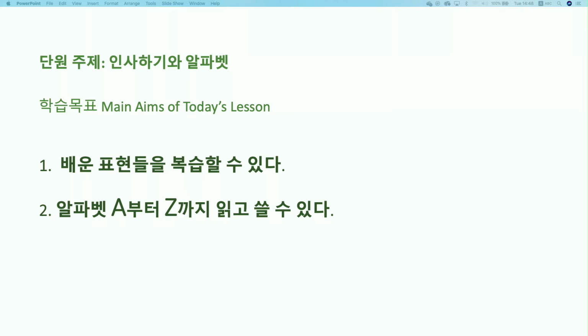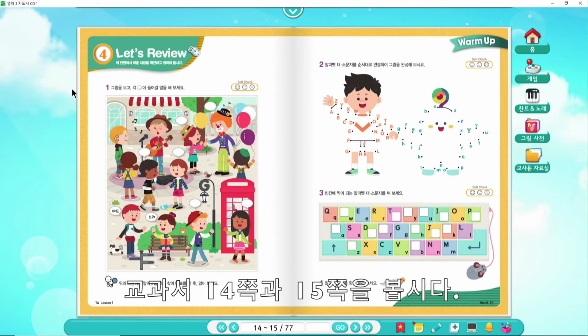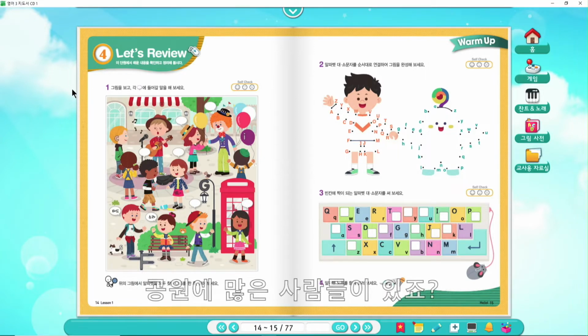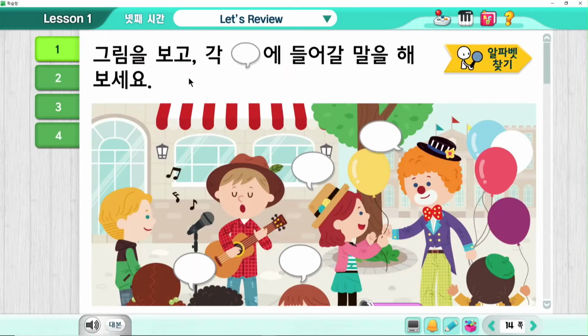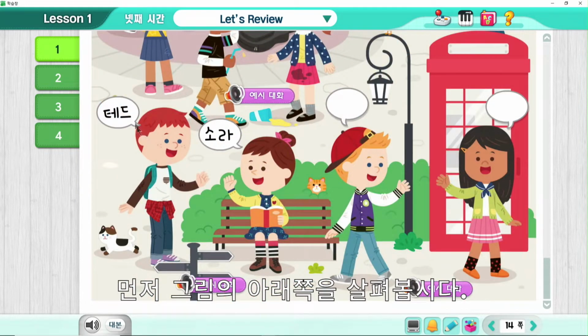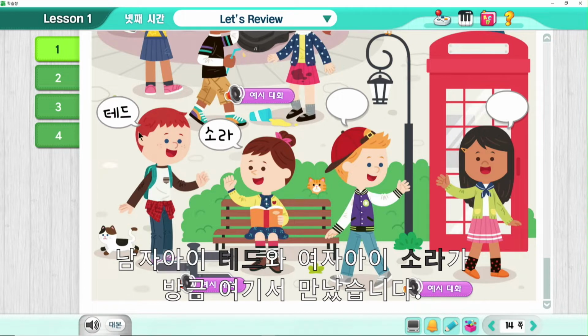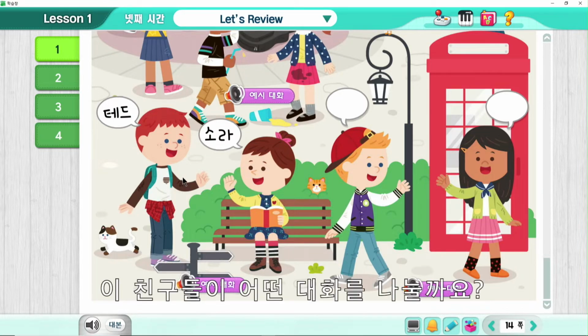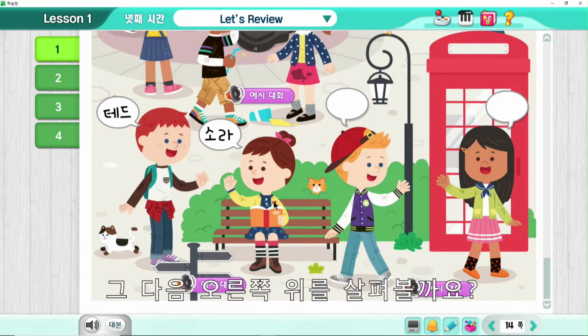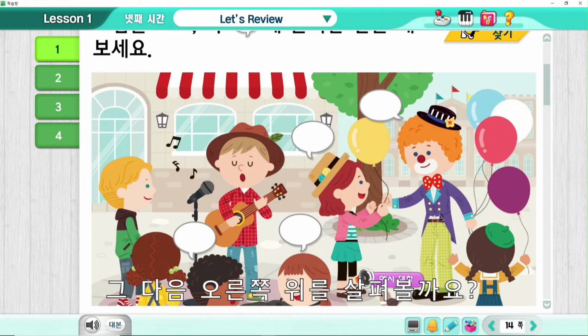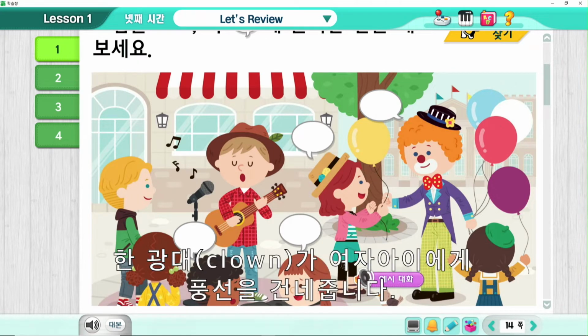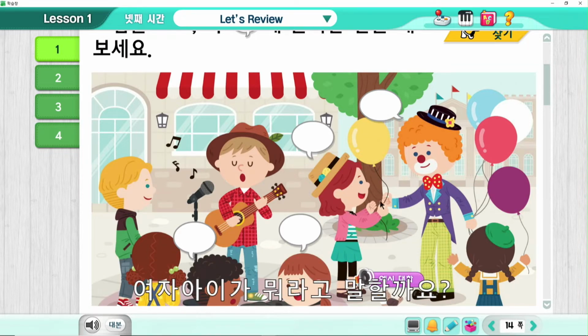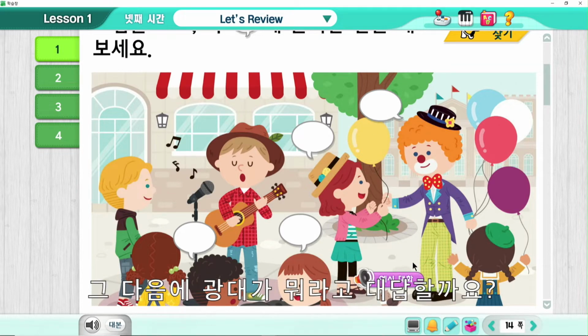Okay, now let's go to our textbook. We are in page 14 and 15, and there are a lot of people in the park. Let's review. First, look here near the bottom of the page. And a boy named Ted and a girl named Sora just met here. What do you think they are talking? And then, look over here at the right top corner. A clown is giving a balloon to this girl. What do you think the girl will say? And what do you think the clown will answer?